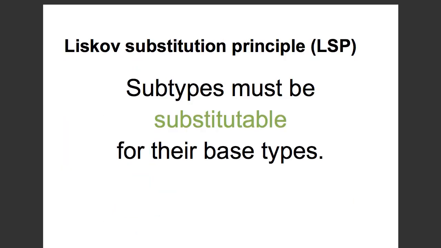The third principle is the Liskov substitution principle. One of the things people tend to do in object-oriented programming is try and use inheritance even when it's not really the right thing to do, just for the sake of reusing the code. Liskov substitution principle says subtypes must be substitutable for their base types.